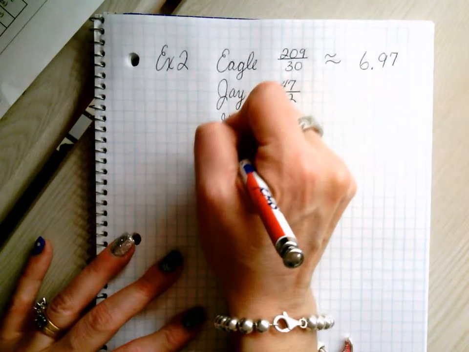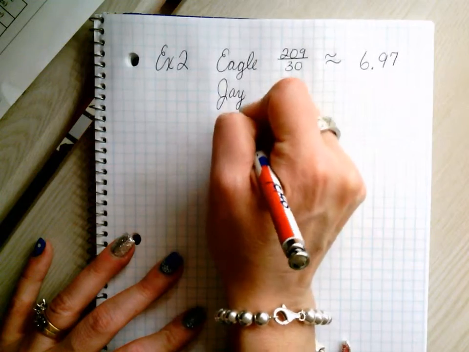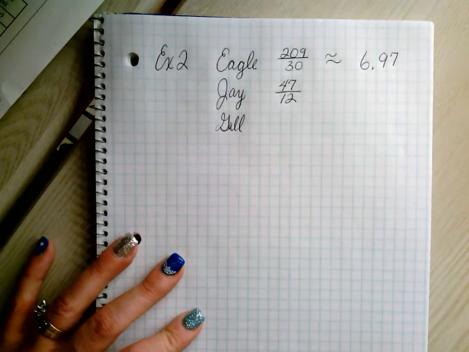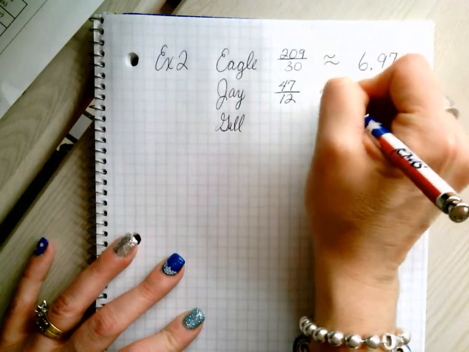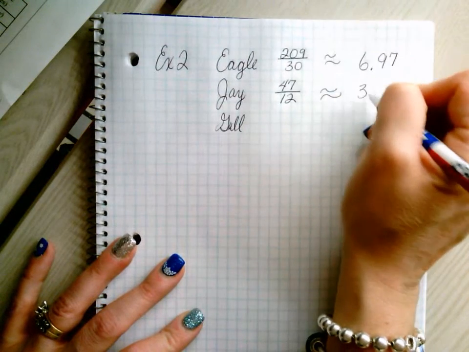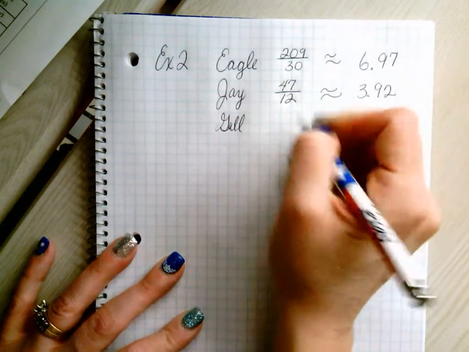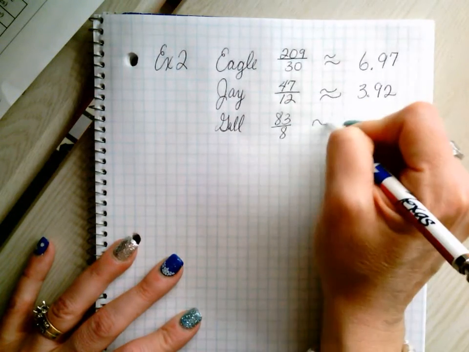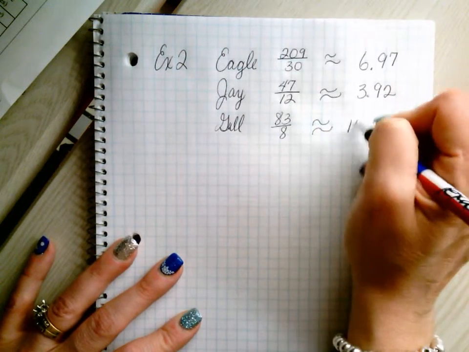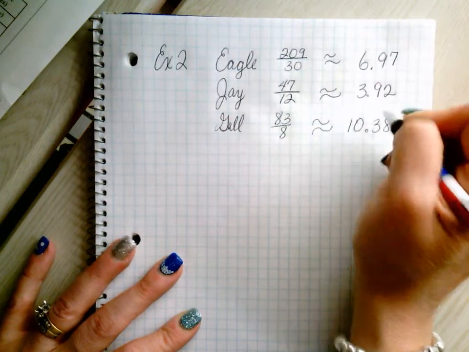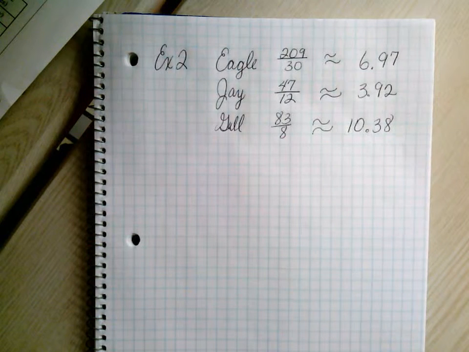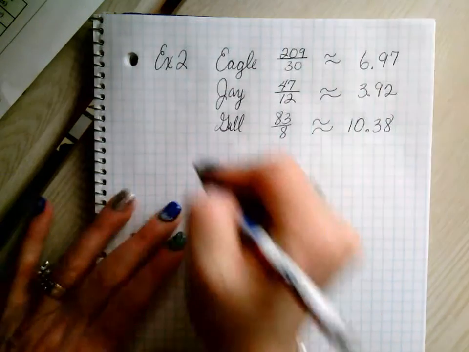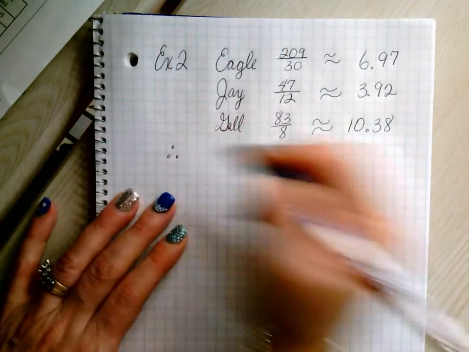And the gull, the last one, is going to be, oops, I forgot to give you the decimal equivalent, 3.92. And the gull, 83/8, which was approximately 10.38. So in order of their aspect ratios, who's the biggest?